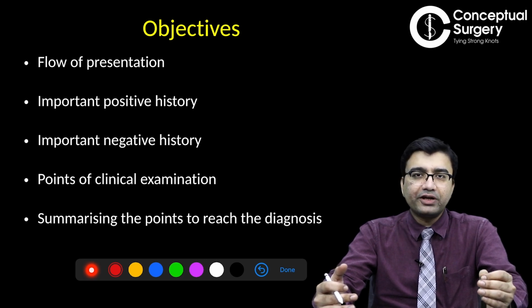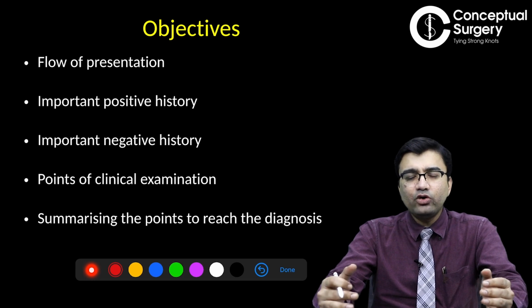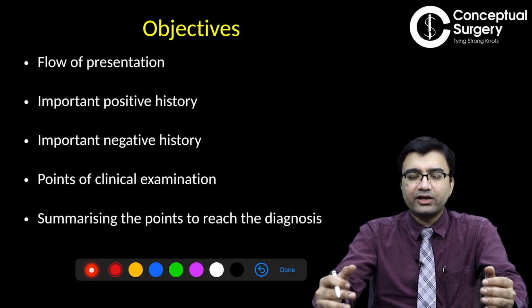The different points of clinical examination. Many things we miss out, so which points are very important, I'm going to highlight and specifically elicit also. And finally, how do you summarize your history and examination so that you arrive at the right diagnosis?